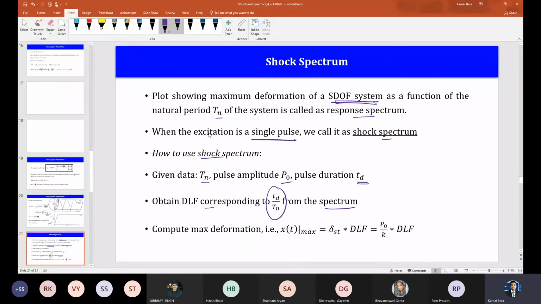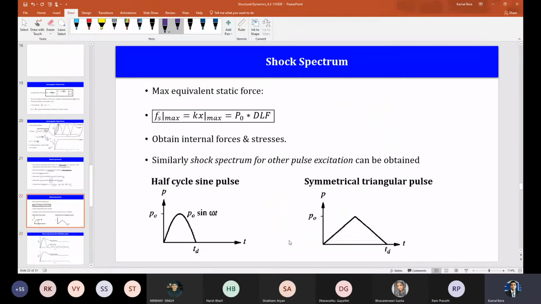Then you can find the maximum deformation, xt max equals delta s into DLF, that is P naught by K into DLF. Very simple. Once you have the maximum deformation, you can find the equivalent static force, Fs max equals K into x max, that is P naught into DLF.